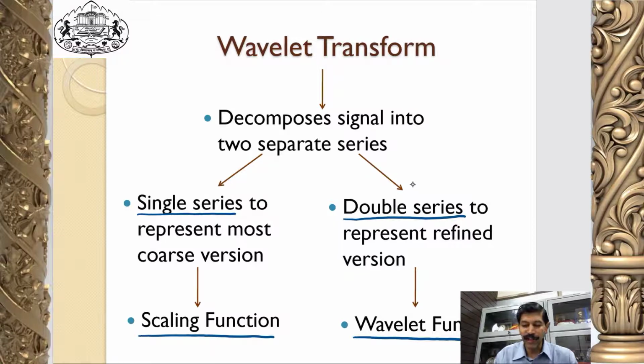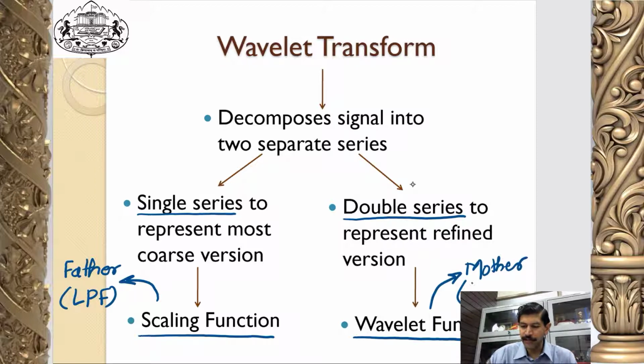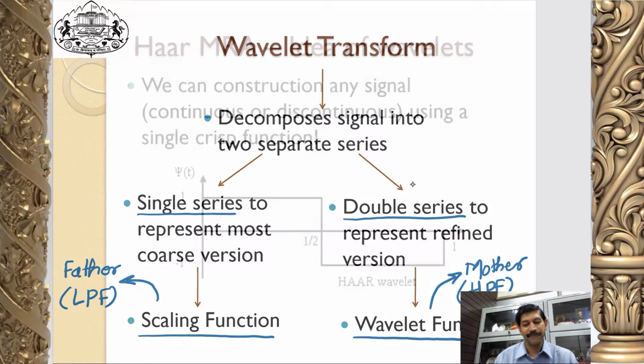Now we also know that the scaling function is sometimes called the father function, and as we know, it is a low pass filter. And the wavelet function is sometimes referred to as the mother function, and as we know, it is a high pass filter. So with a combination of mother and father, or low pass filter and high pass filter, or scaling function and wavelet function, we end up producing the entire family of that particular mother wavelet kernel.